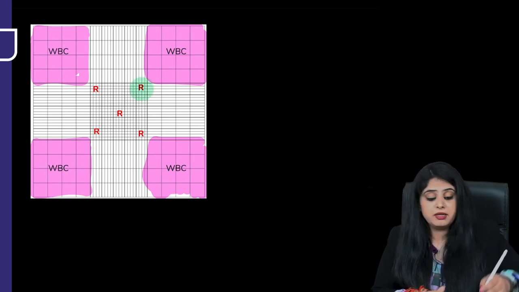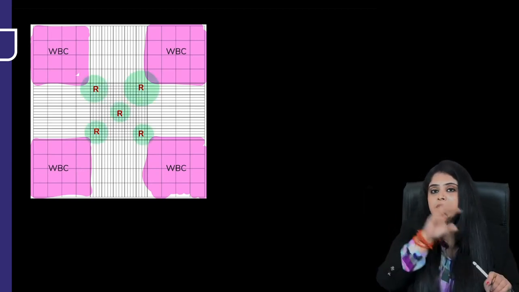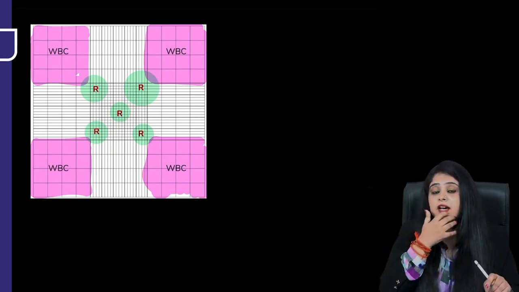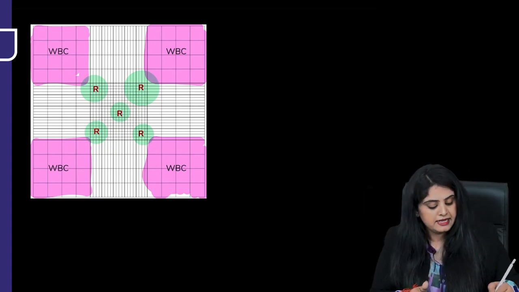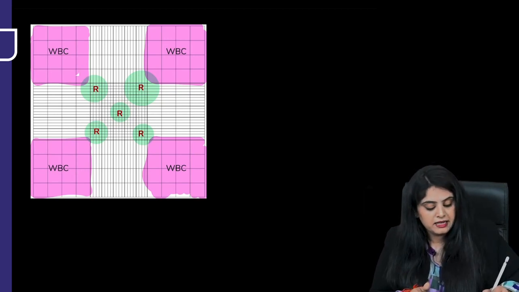Where will you count your RBCs? Look at this. Center mein, but center may be corner, center. You don't count it in the full square. You count it in the 4 corners and the center. That is RBC. And where do you count the platelets? I'll take the platelets with the chota sa yellow color. So platelets are counted everywhere.